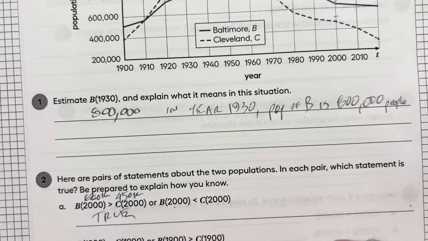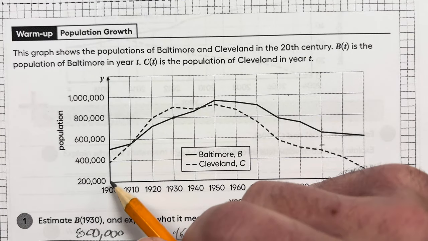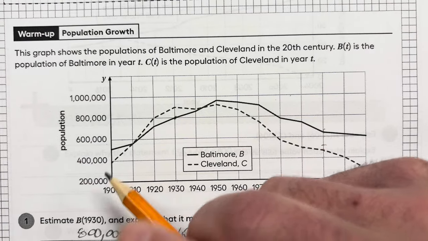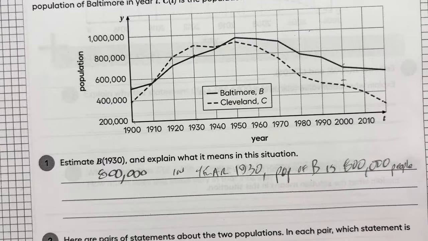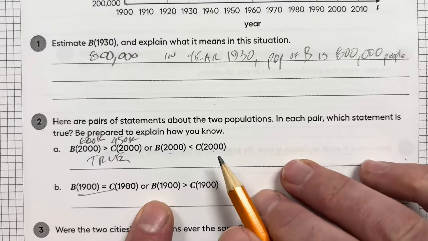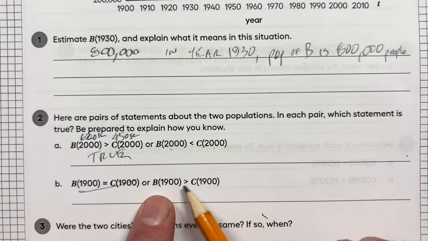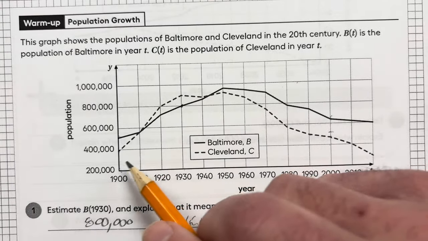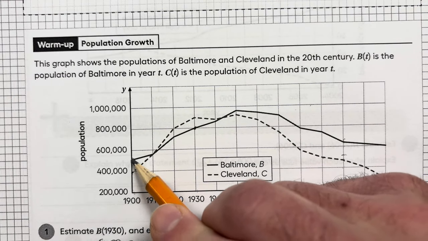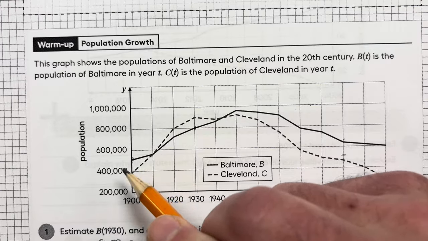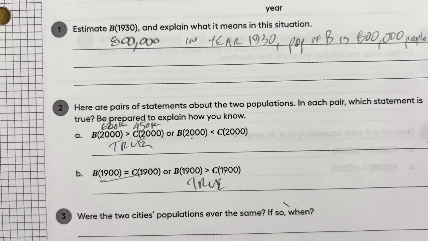Let's do that same thing with this one. In 1900, it says B and C are equal. 1900 is right here. Notice they are not equal. So this is definitely not true. And then this one, B of 1900 is greater than C of 1900. So remember, B is the solid one. That one is greater. It's higher on the y-axis. So this one is true. There we go.